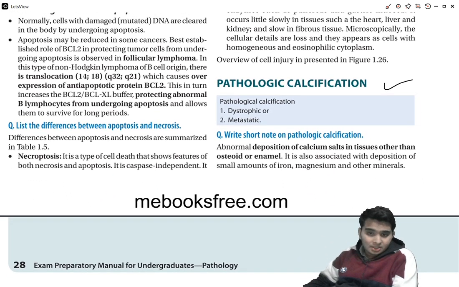What is pathological calcification? Abnormal deposition of calcium salts in tissues other than osteoid or enamel is known as pathological calcification. It may be associated with small amounts of iron, magnesium and other minerals also.